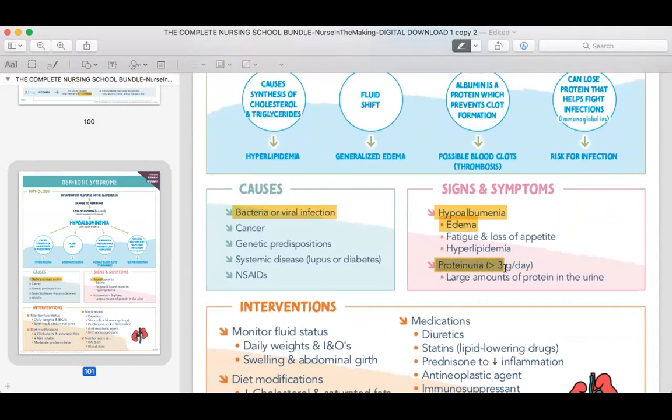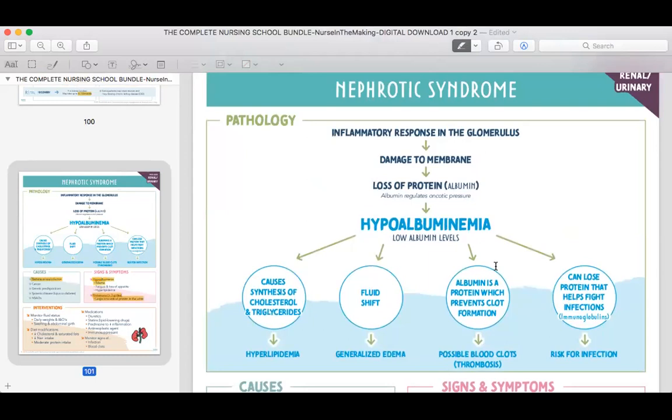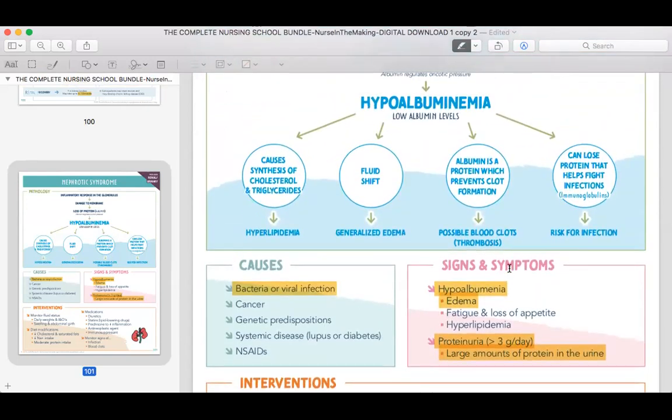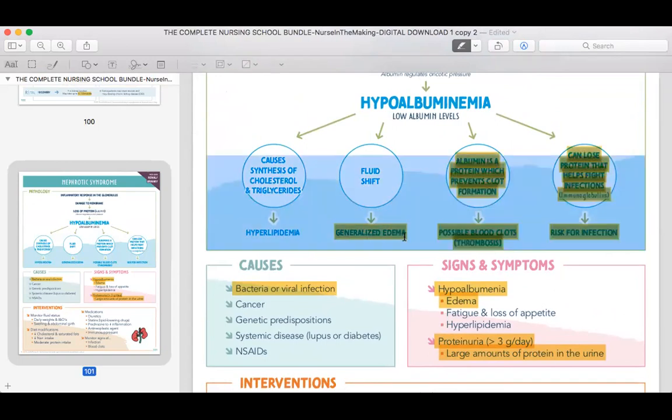And definitely, this one has a bunch of proteinuria. There is one question that they always have on ATI where they state the patient has nephrotic syndrome, and I think it asks what lab would you expect to be high or something like that? And that would be proteinuria. They do have a lot of protein loss. They do have edema, generalized edema because of the fluid shift, right? So definitely generalized edema.